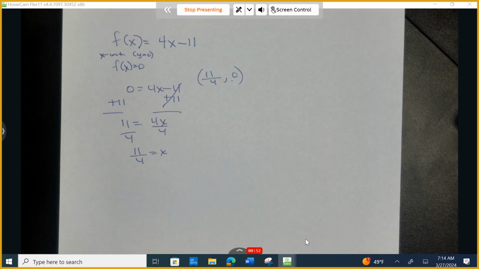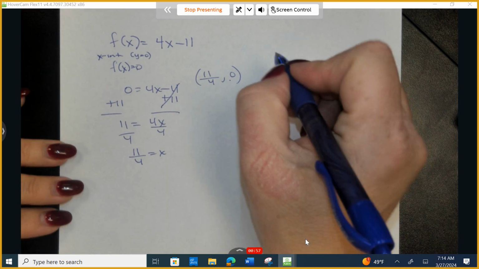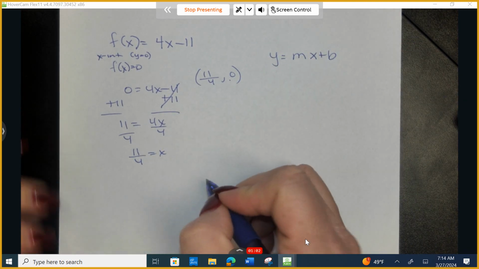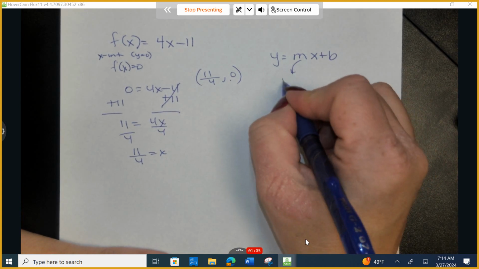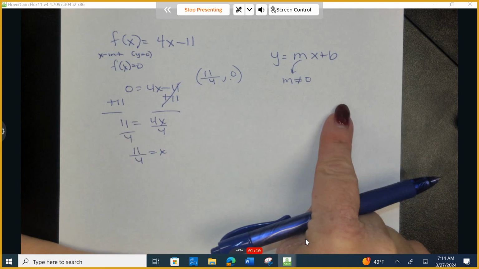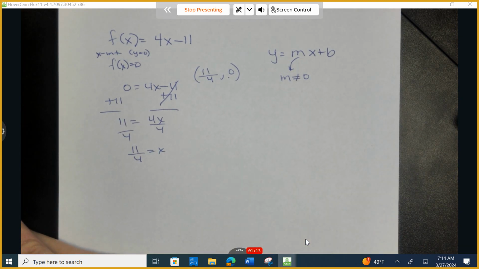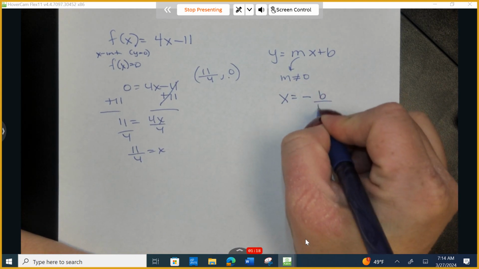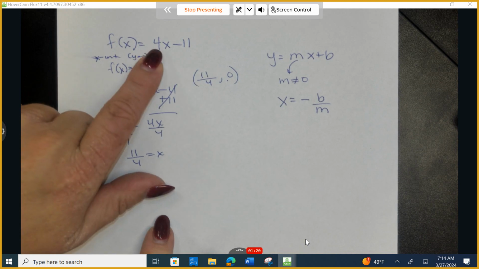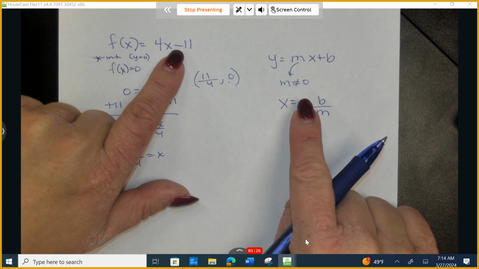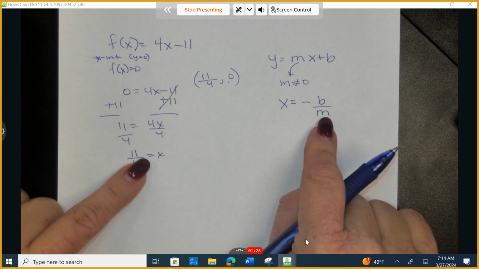So here's a little trick that I found. When we are working with linear functions, this is the option we have. When it is in the form y equals mx plus b, and we know that m is not equal to 0, which would make it just a constant function that is horizontal to the x-axis, we can quickly find the x-intercept by taking negative b over m. If I look up here, my m is 4 and my b is negative 11. So watch this. I change the sign on b, so positive 11 over 4. That's exactly what I have.